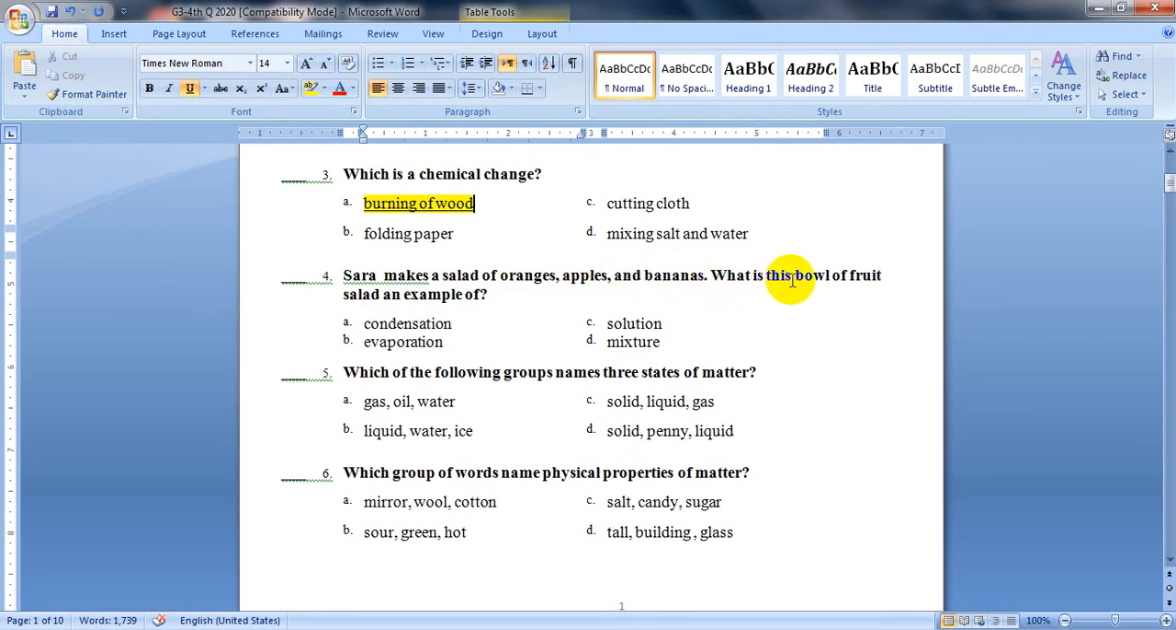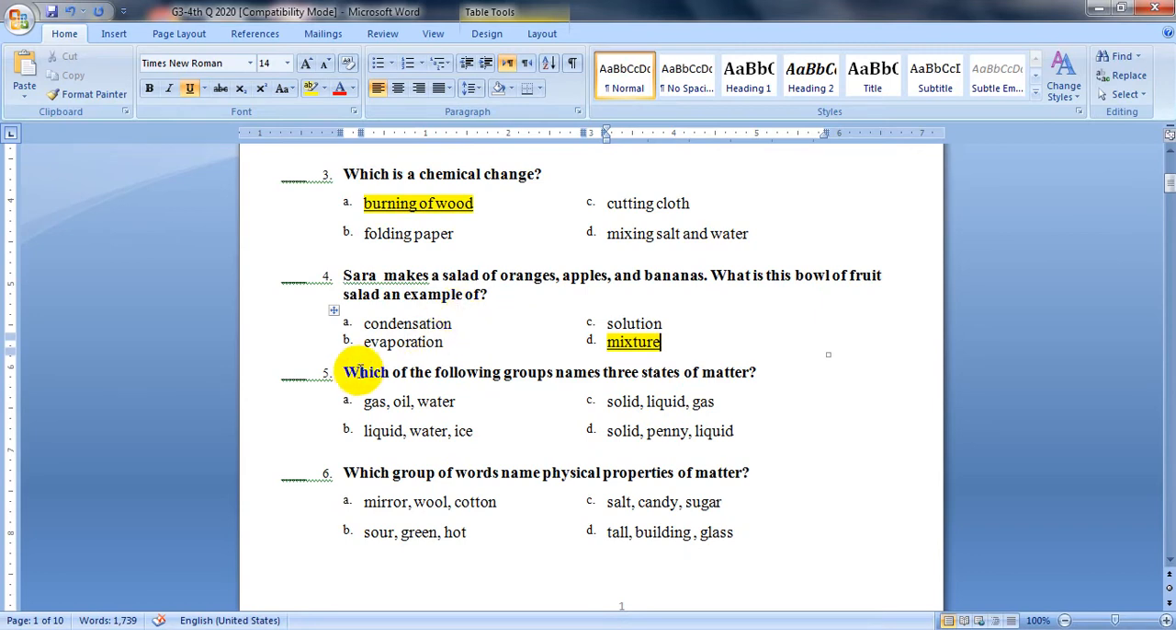Question number 4. Sarah mixes a salad of oranges, apples and bananas. What is this bowl of fruit salad an example of? Condensation, evaporation, solution or mixture? It represents a mixture. Why? Because each part of it keeps its identity. I can recognize the piece of orange, the piece of apple or even banana. So it represents a mixture.